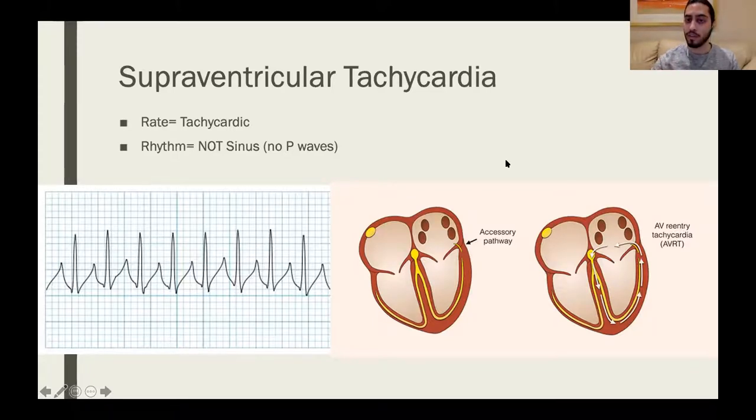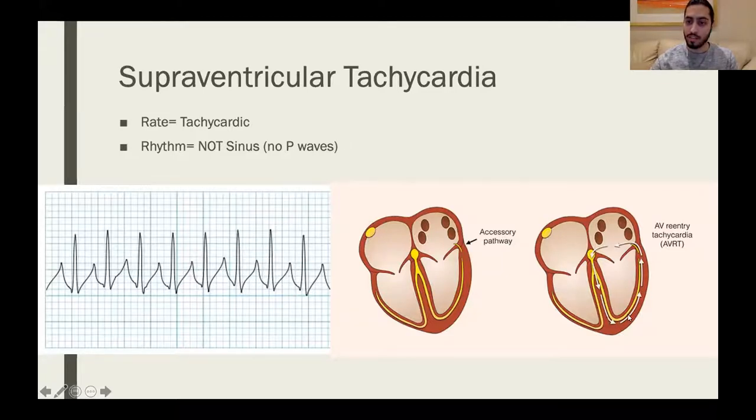And just briefly for people who are interested, there are multiple types of SVT, but basically it's where you have an accessory pathway. Instead of your normal electrical conduction of the heart going from the sinoatrial node to the AVN and then going down and repeating, you have a reentrant circuit. So it can go from the sinoatrial node to the AVN.